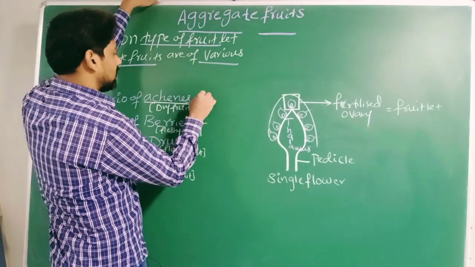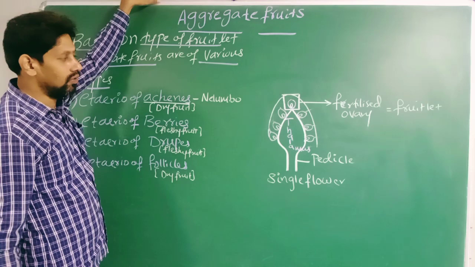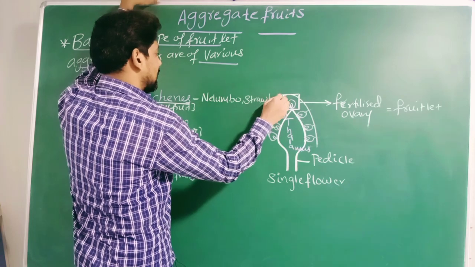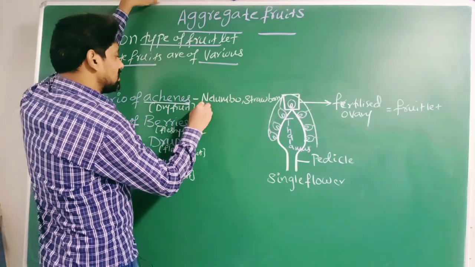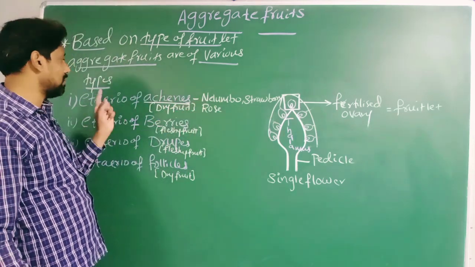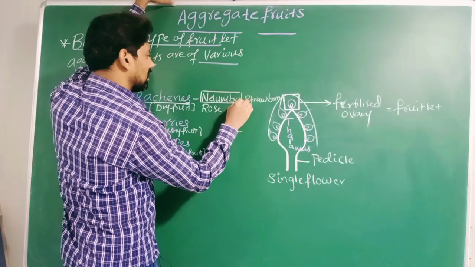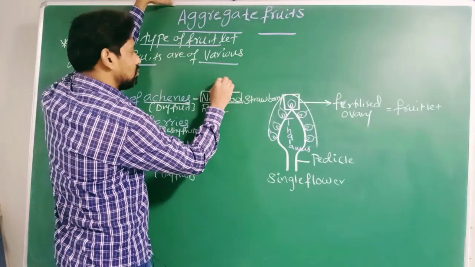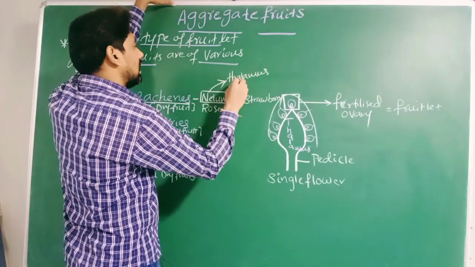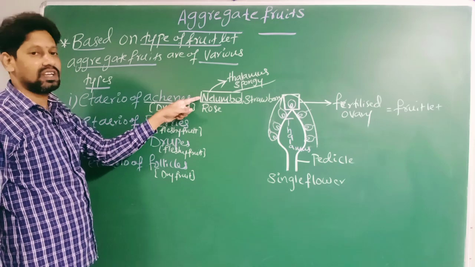Aetherio of achenes: I am writing examples. First one is neelambo, second one is strawberry, and third one is rose. Therefore, neelambo, strawberry and rose are examples for aetherio of achenes. In the case of neelambo, the thalamus is spongy.